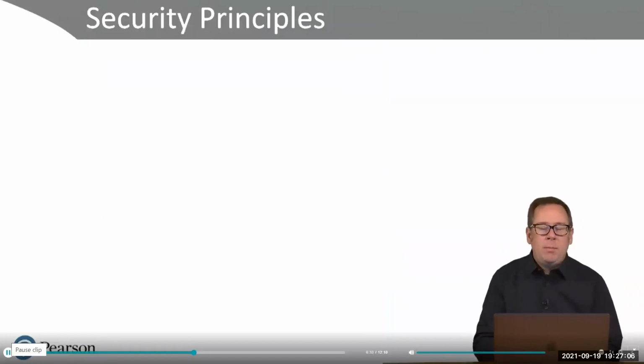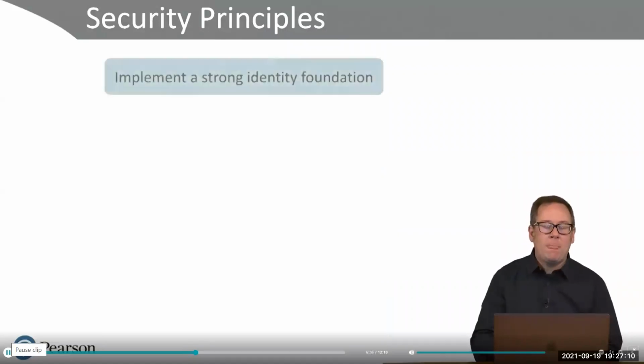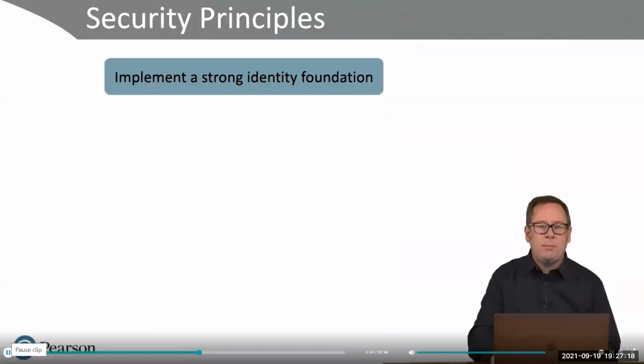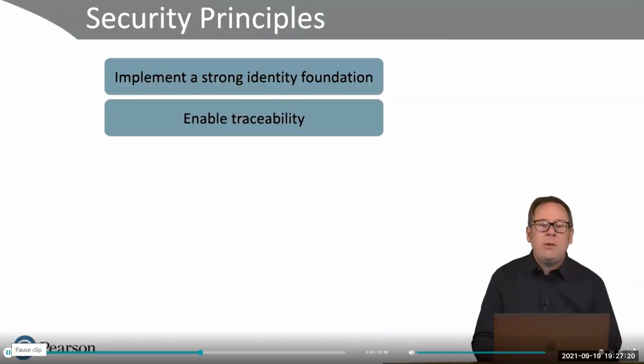The third pillar is security, and there are a number of principles here as well. First is implement a strong identity foundation. There are a number of ways to do this within AWS, either directly or through federation. Next, enable traceability. This is a nod towards monitoring in general, but specifically within a security context.